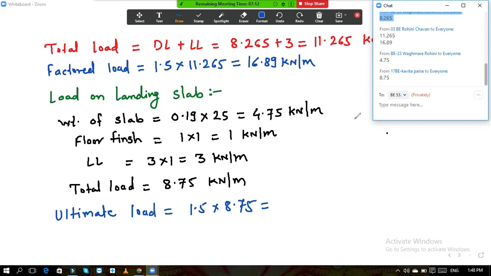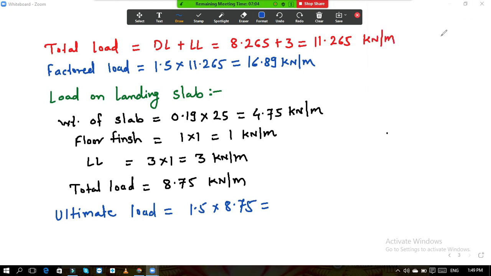So 1.5 into 8.75, fast. It is 13.125 kilonewton per meter. Okay. So this is our ultimate load on landing slab. So now you got the load on the flight, as well as you know the load on the landing. Now our next job is to calculate the bending moment. After calculating the bending moment, we will check for depth.